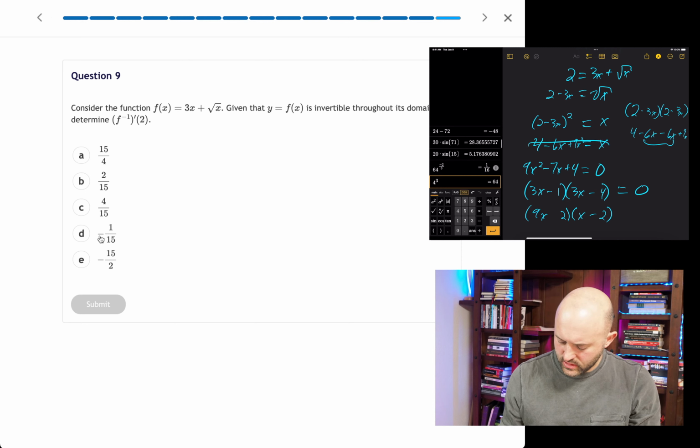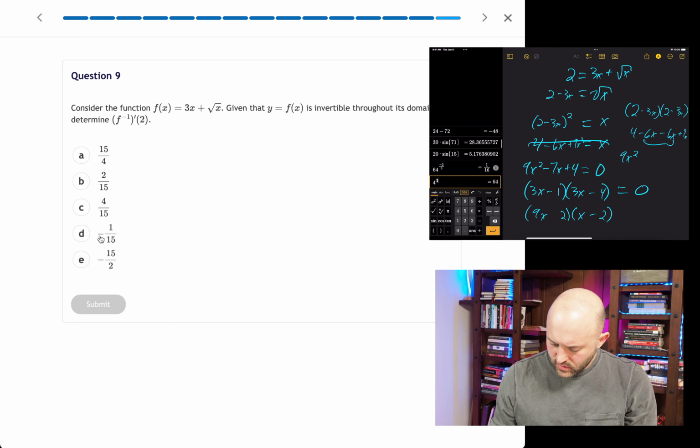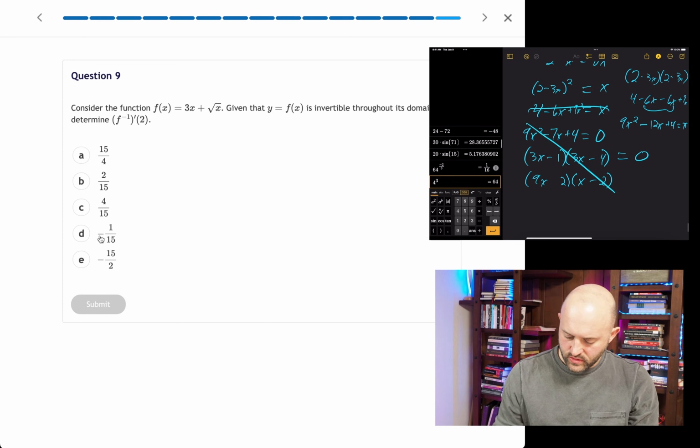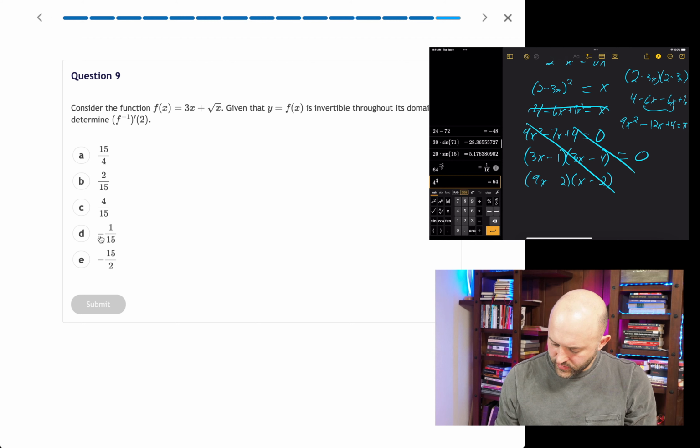There's my problem. Like, this is just way too hard. So it's 9x squared minus 12x plus 4 equals x. Okay, so this is just simply wrong. So we have to pull that over. So it's 9x squared minus 13x plus 4 equals 0.